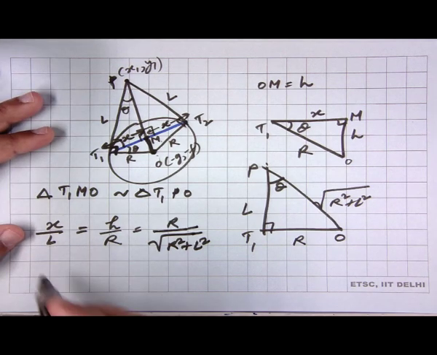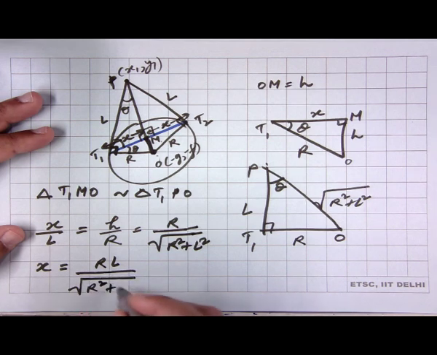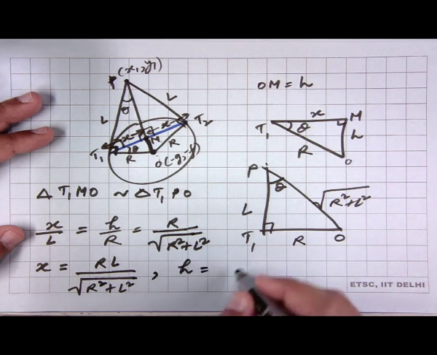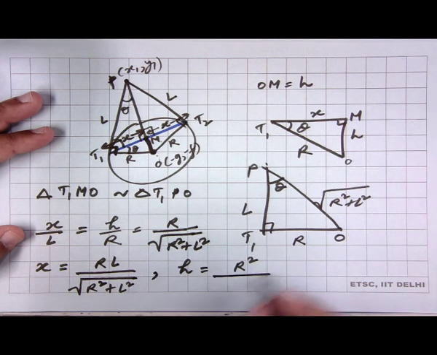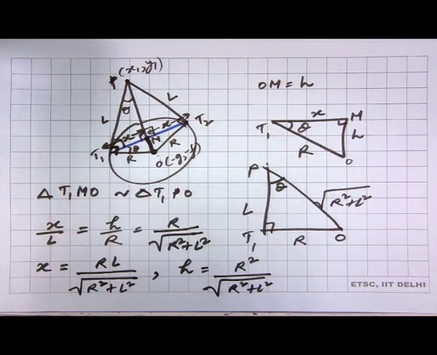And from here we get x equal to r L divided by square root of r square plus L square, and h equal to r square by square root of r square plus L square.